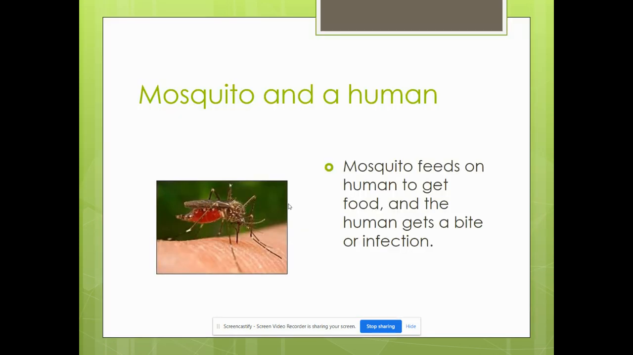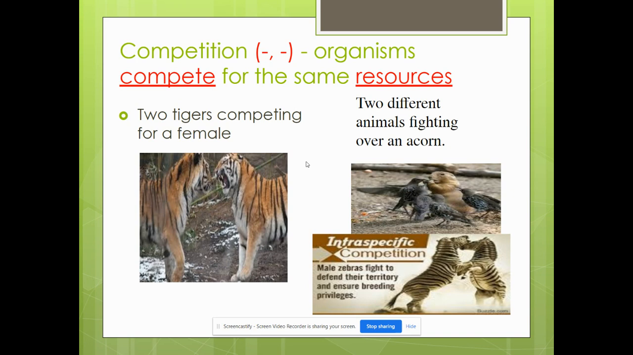So, here's one more example. A mosquito and a human. Only the female mosquitoes actually take blood, because they're getting blood for their brood. They also spread diseases, of course. And if you don't get a disease, you're definitely going to get inflammation from the bite. So what type of relationship would this be, guys? Very good. Parasitism.